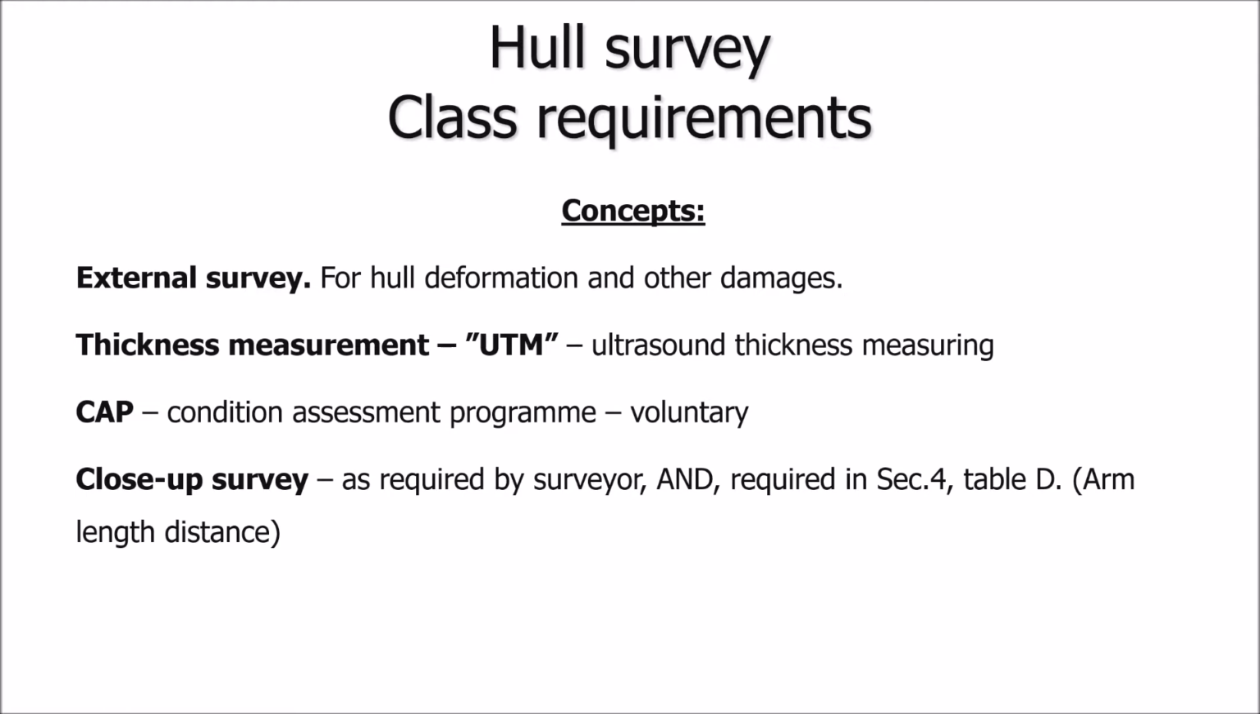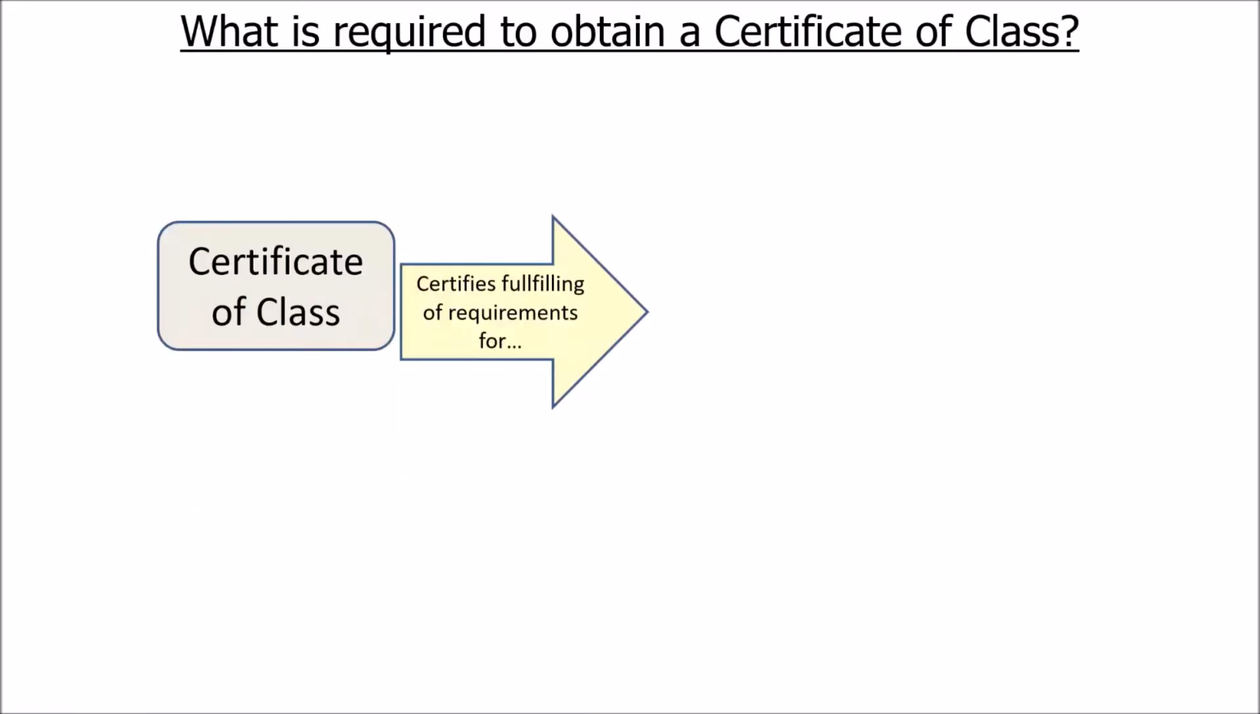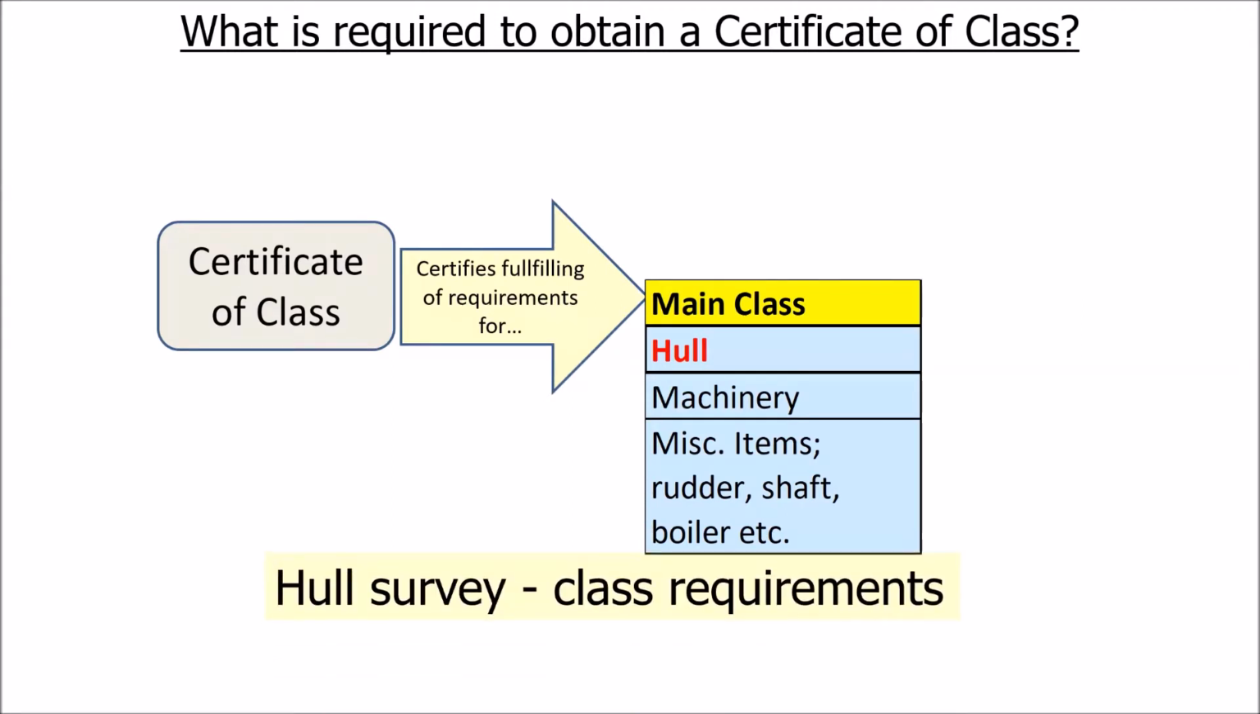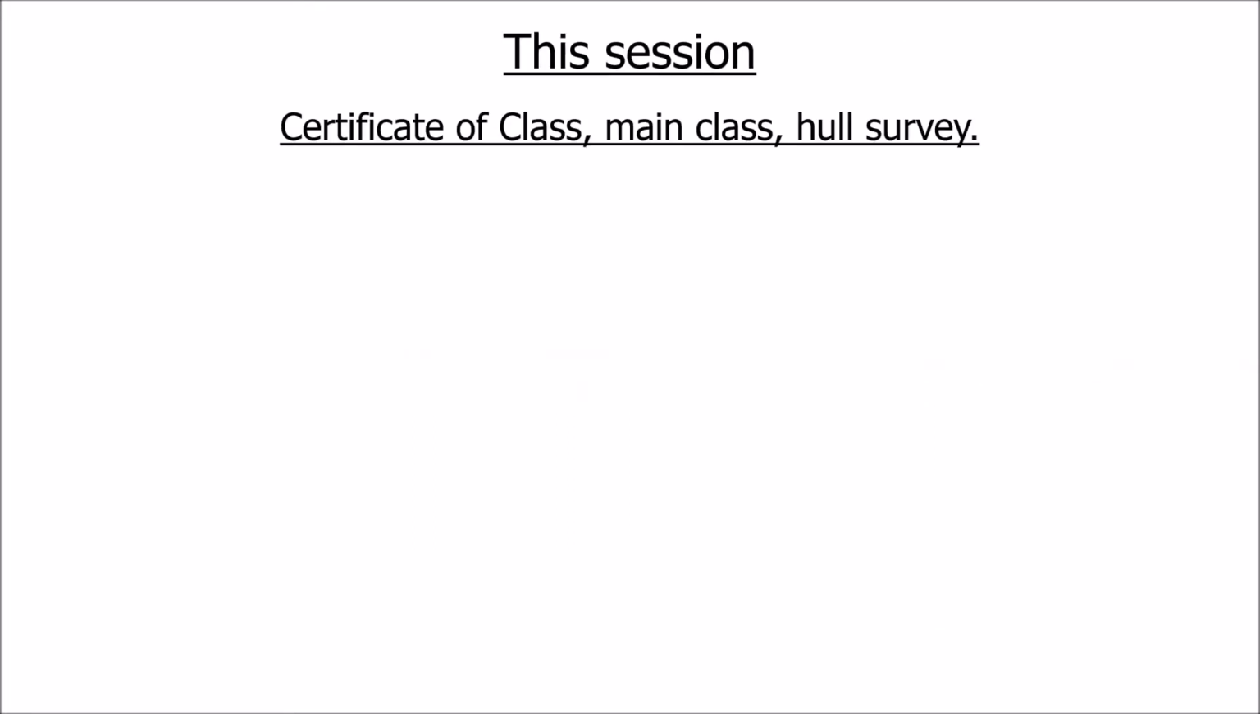So first of all, what is required to obtain a certificate of class? It's required to have fulfilled the main class. And we're going to talk about main class, and the text in hull in red here is hull. That is for today's lecture. Next time it's about machinery. We will also mention miscellaneous items like rudder, shaft, boiler, that's included in main class. It's got its own chapter here. Now, hull survey and a little about miscellaneous items as well. And the certificate of class, main class, hull survey.